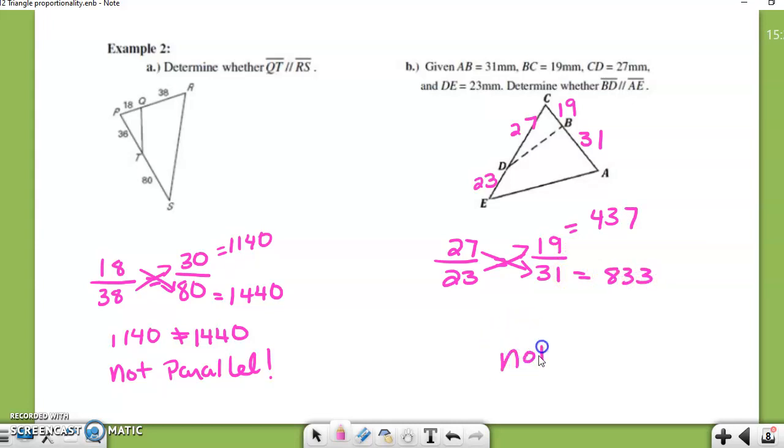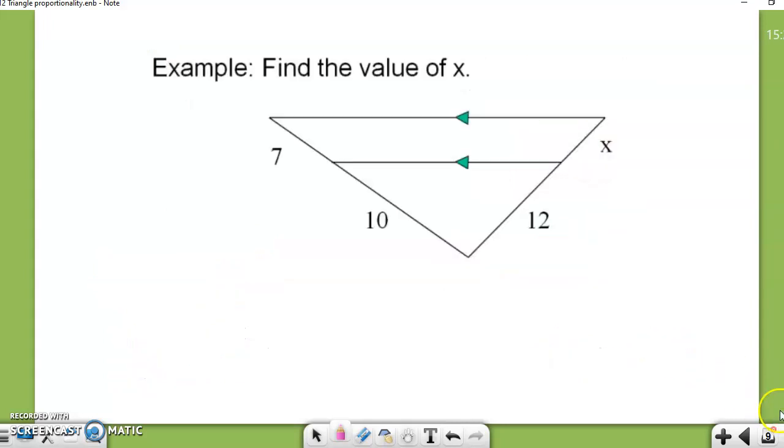So I have that these are not parallel. Okay, find the value of x. We know that these are parallel, so I can set up a proportion because I know these cuts have been made proportionally. So I can have 7 over 10 equals x over 12.